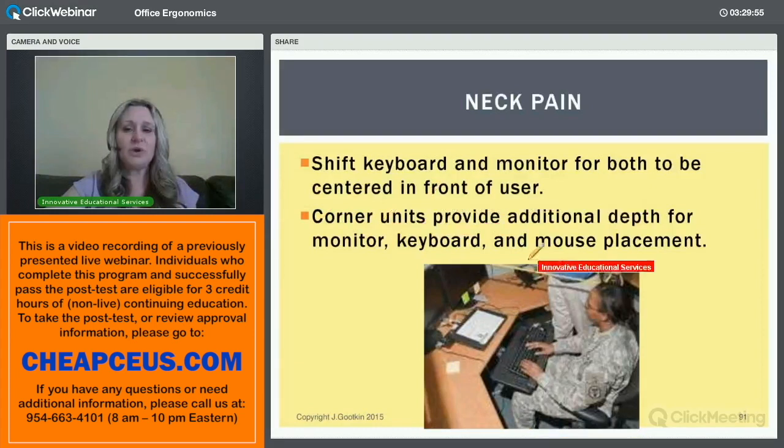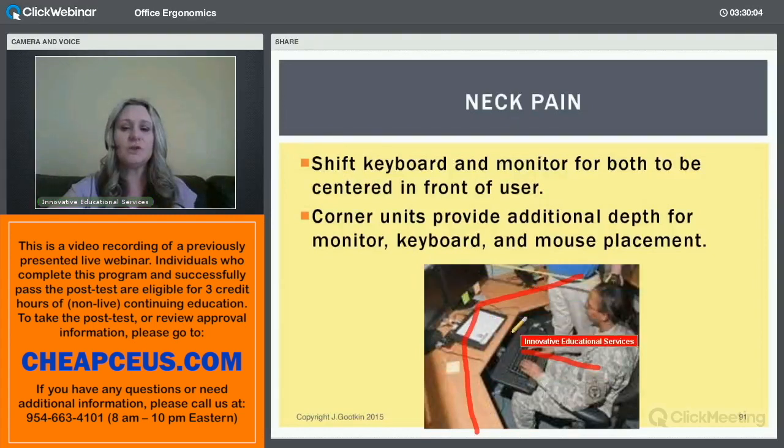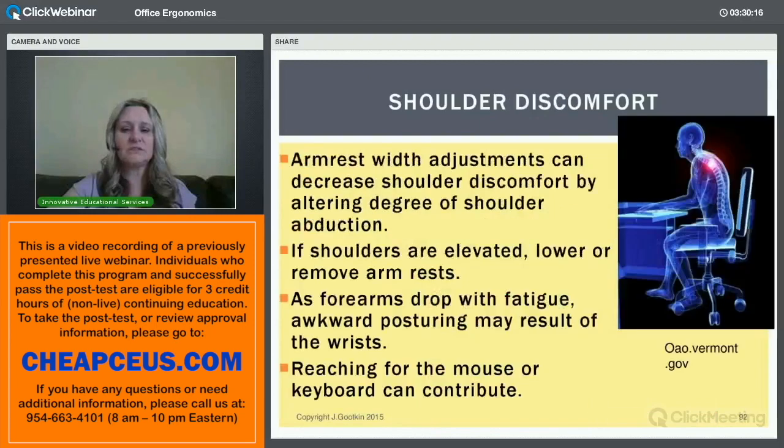Neck pain, as I mentioned, we're going to look at centering that keyboard for the individual. Corner units are a nice option. So we have a good corner unit here. It gives you a lot more space to work with so that you can get it further away from the individual so that they can have that appropriate focal length and you can have enough space for their alignment.